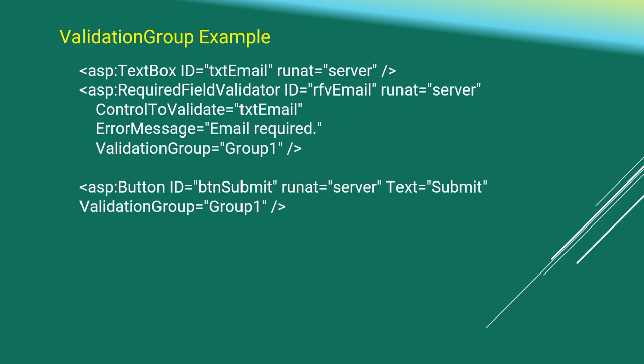In this example, the required field validator and the submit button are assigned to validation group equal group 1. This means clicking the button only triggers validation for controls in group 1, leaving others untouched.